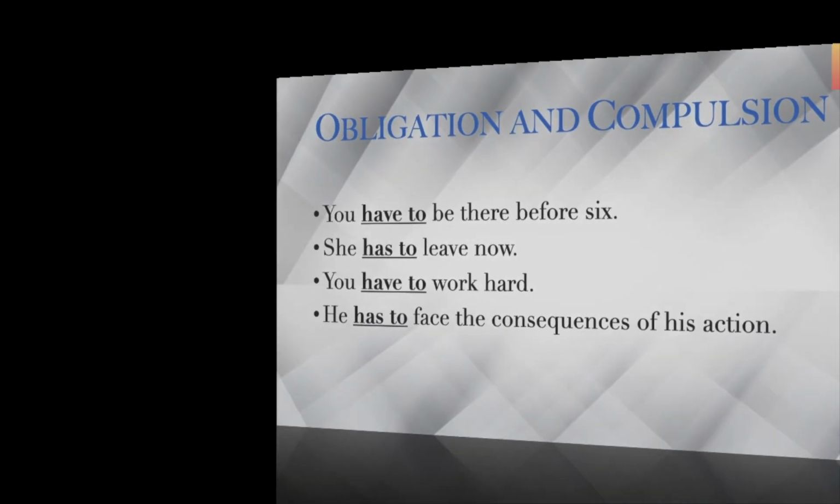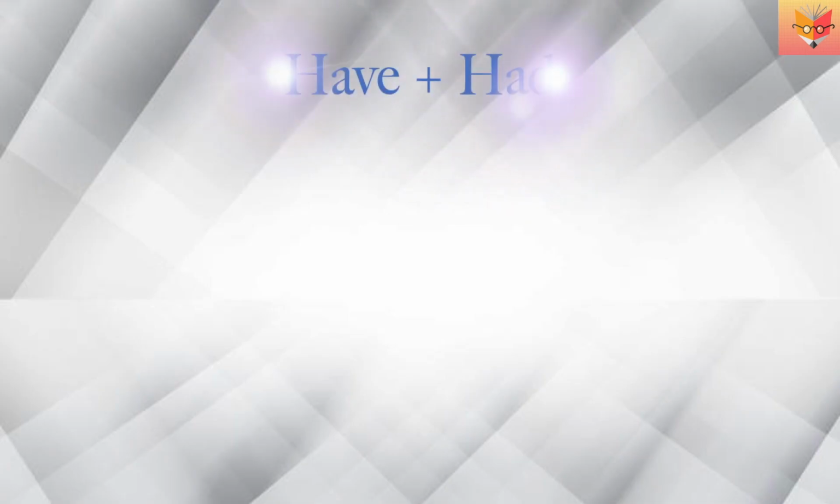Now we will discuss the usage of have plus had. This structure is often confused. When have is a main verb, it makes perfect forms like all other main verbs. This means that it is possible to use have twice in present or past perfect sentences, once as an auxiliary verb and once as a main verb.